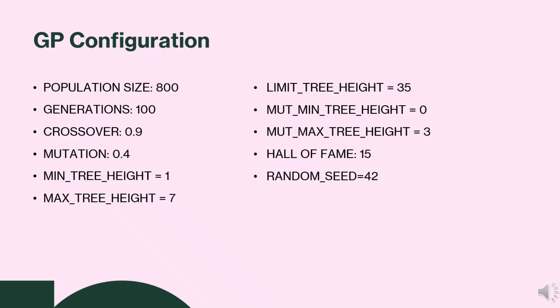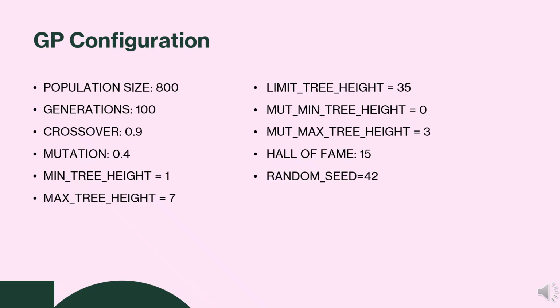To begin with, we set the population size to 800. This means each generation contains 800 different candidate solutions. A larger population helps maintain diversity, which increases the chance of finding better solutions. Next, we used 100 generations, which represent how many evolutionary cycles the algorithm goes through. More generations allow the solution to gradually improve and evolve.